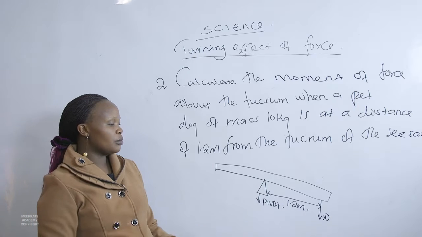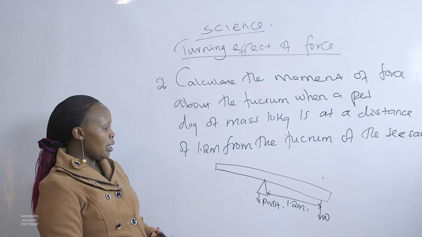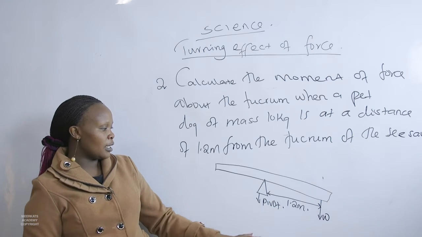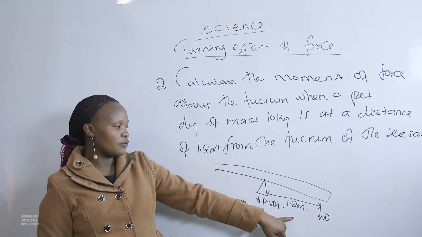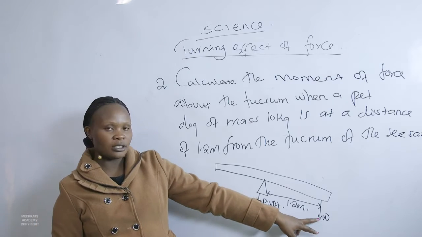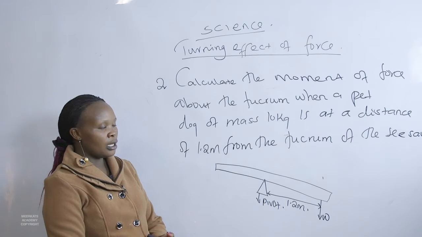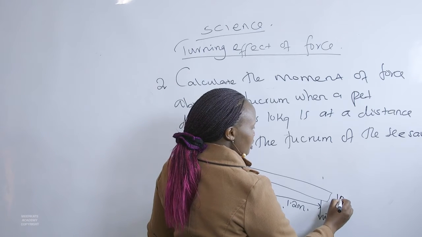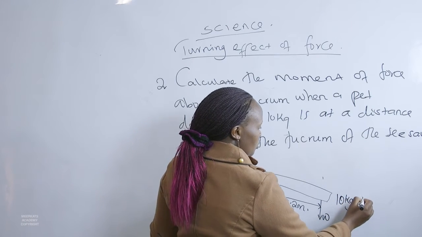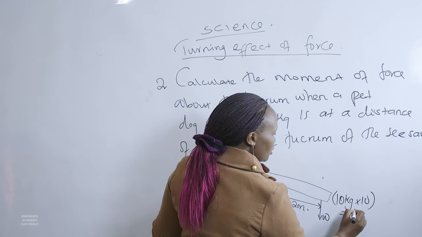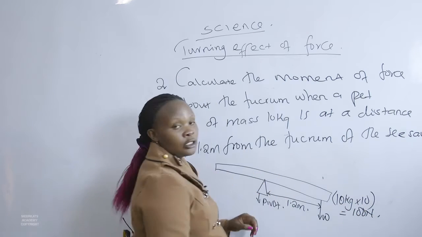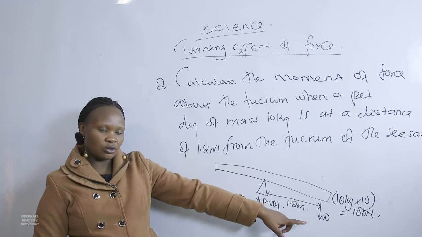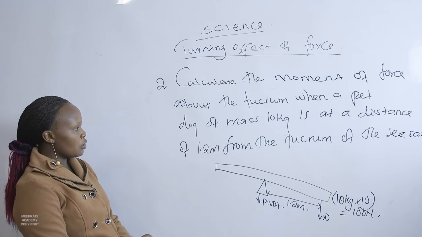Now let us assume a setup of this nature, and the pivot is placed somewhere here on our seesaw. Then at a distance of 1.2 meters from the pivot is where the weight of the pet dog is acting. Now, the pet is 10 kgs by mass, so we multiply by 10, so that now the weight is about 100 newtons.